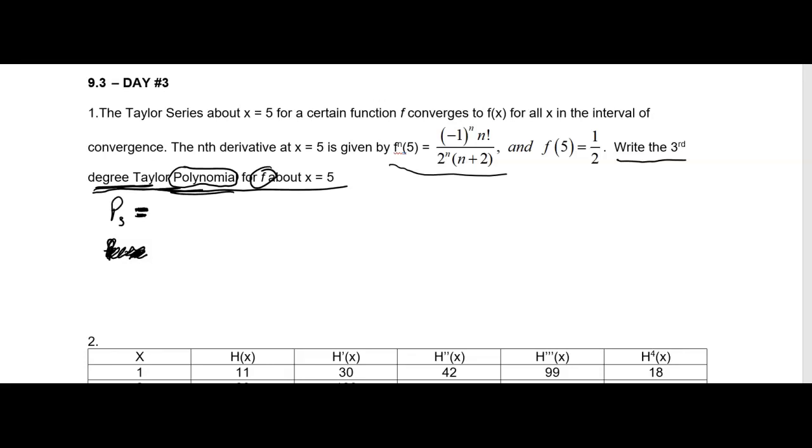What we would hopefully know at this point is the first term in a Taylor series is your functional value at wherever we are centered. We are centered at 5. They just flat out give you that value. Our first term is a 1/2.